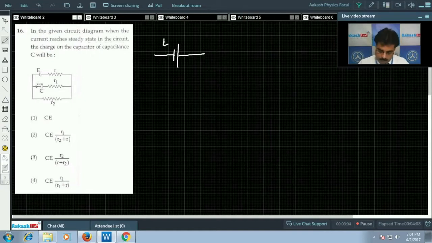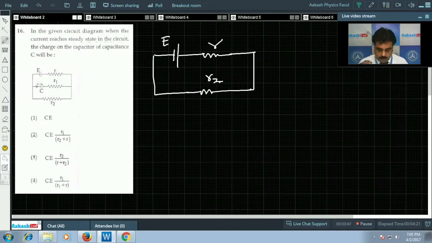E, internal resistance R, and there is resistance R2 there, right? So if I want to calculate the electric current in this situation, we can write electric current I is equal to net EMF of the circuit and total resistance R plus R2, right?